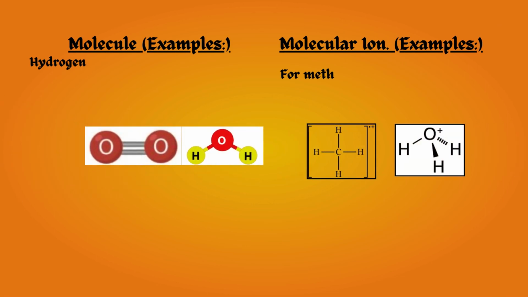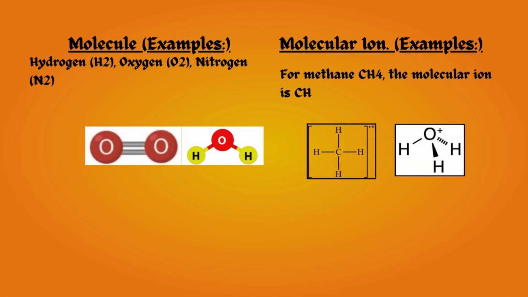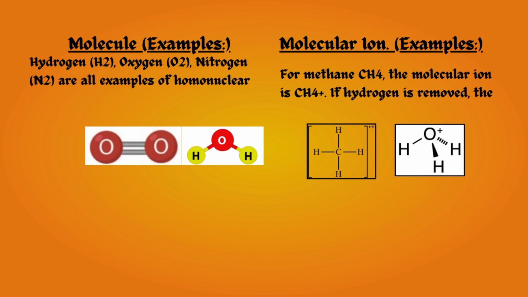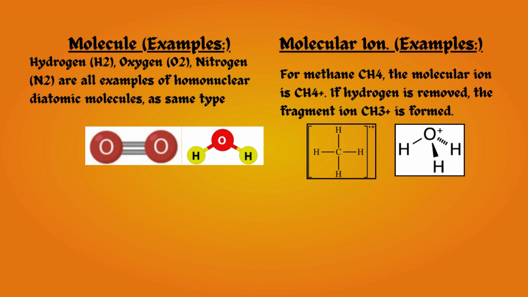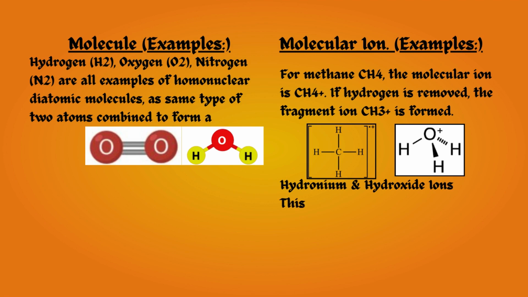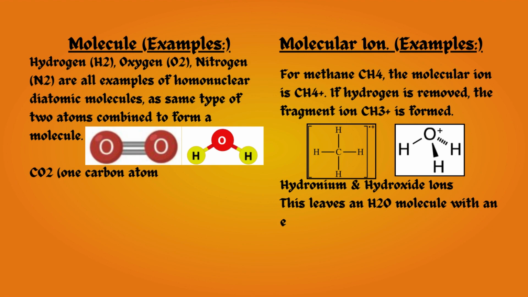Molecule examples: hydrogen, H2, oxygen, O2, nitrogen, N2, are all examples of homonuclear diatomic molecules, the same type of two atoms combined to form a molecule. CO2, one carbon atom bonds with two oxygen atoms, and H2O are examples of heteronuclear molecules, as two different types of atoms bond to form a molecule.